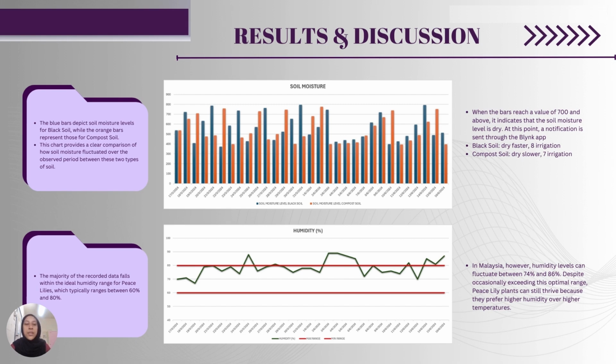So for the humidity chart, we can see that the majority of the recorded data falls within the ideal humidity range for peace lily, which typically ranges between 60% to 80%. So we know that in Malaysia, however, the humidity level can fluctuate between 74% to 86%. But peace lily can still thrive because they prefer high humidity over high temperature.